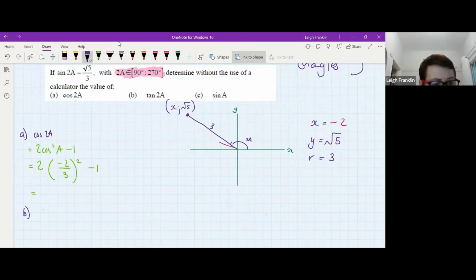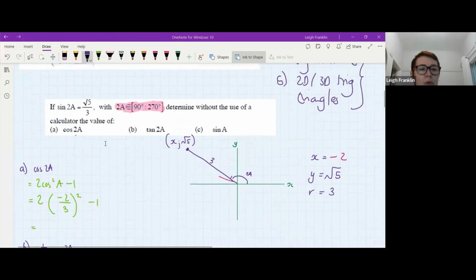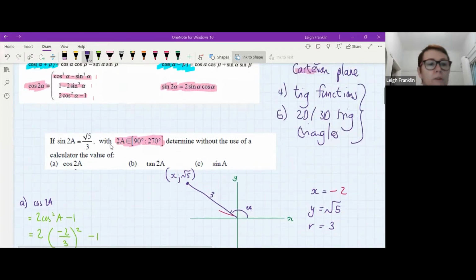Okay, so here, tan 2a. All right, anyone got an answer for A yet? What did you get? Yes, can you see it? Absolutely. So for cos 2a, you're going to be using one of these 3 here. Either you can use cos squared a minus sine squared a, or 1 minus 2 sine squared a, or 2 cos squared a minus 1. It won't matter.